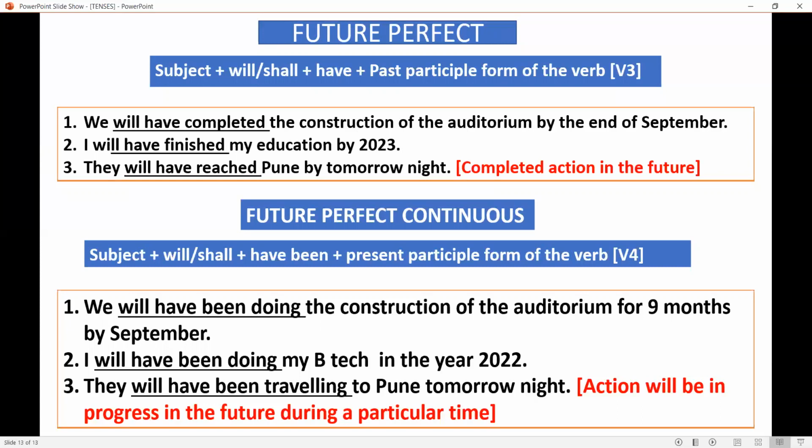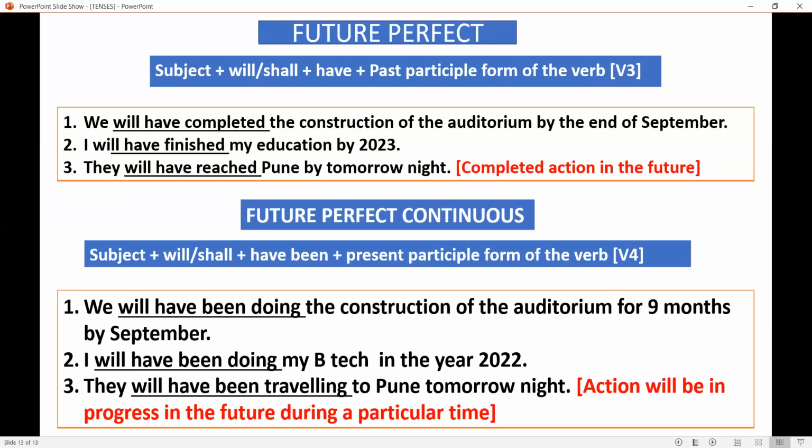That is V3 form. We will have completed the construction of the auditorium by the end of September. So by September, you expect that the construction of the auditorium will have completed. Okay? Next example. I will have finished my education by 2023. You are giving the specific time 2023. By 2023, you will have finished the education.